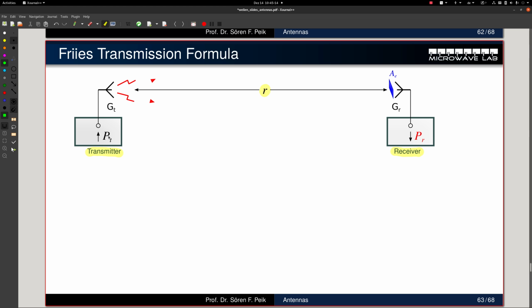Basically, how do we get P receive, the red P receive, given the P transmit, the gain of the transmit antenna, the gain of the receiving antenna, and the distance r? And we have everything in place now to calculate that. Before we do the effective area, let's calculate the incident power flux density S here.